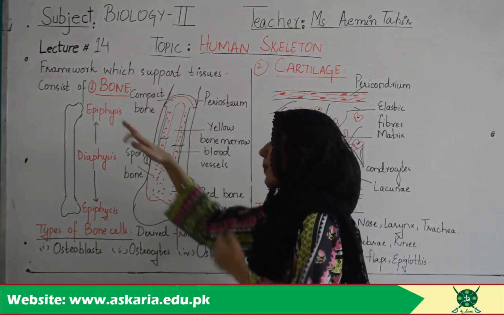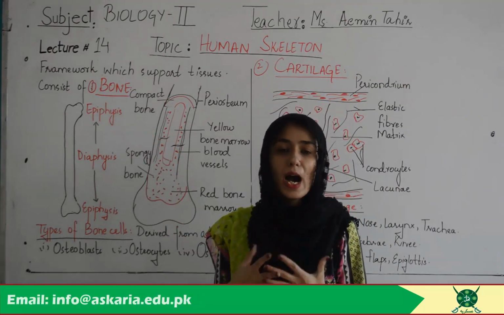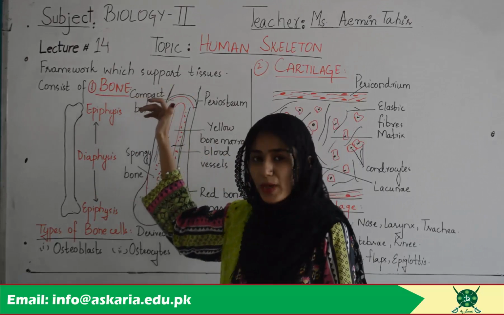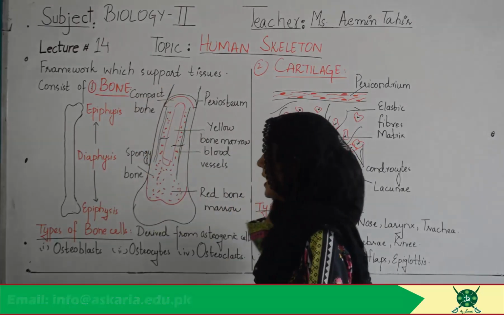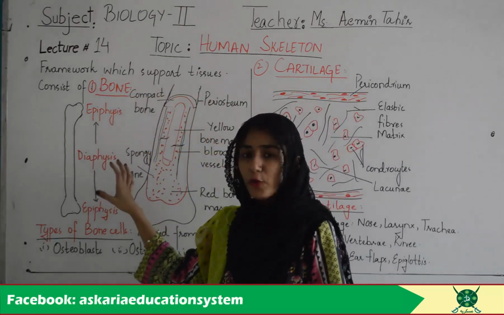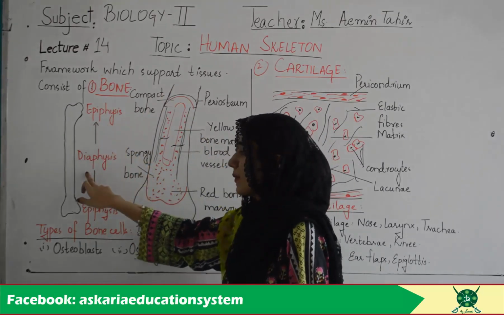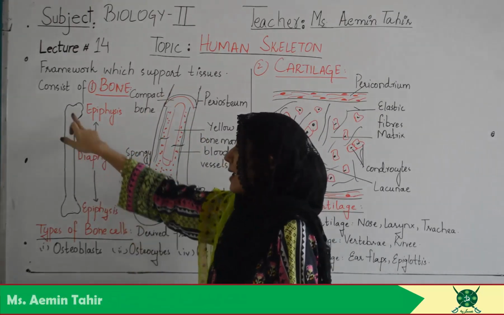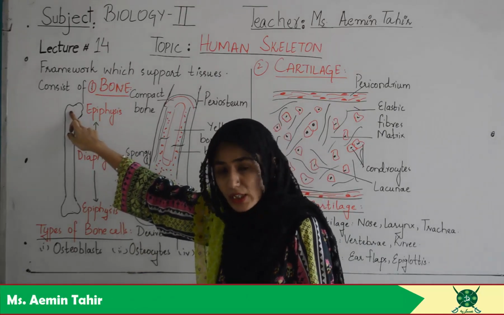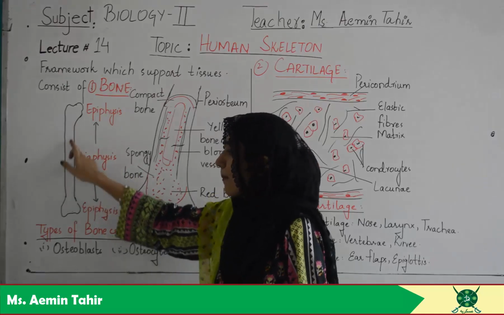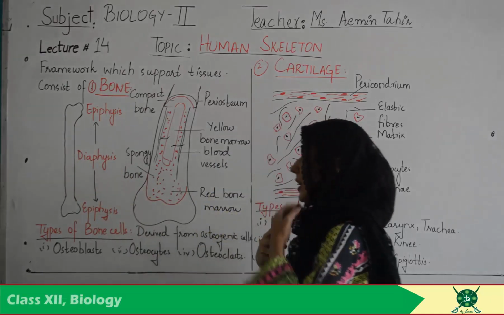What is bone? Bone is a hard connective tissue. It is the hardest connective tissue present in the body. It comprises two major portions. First one is epiphysis and second one is diaphysis. Epiphysis is the terminal region while diaphysis is the lengthy middle portion.